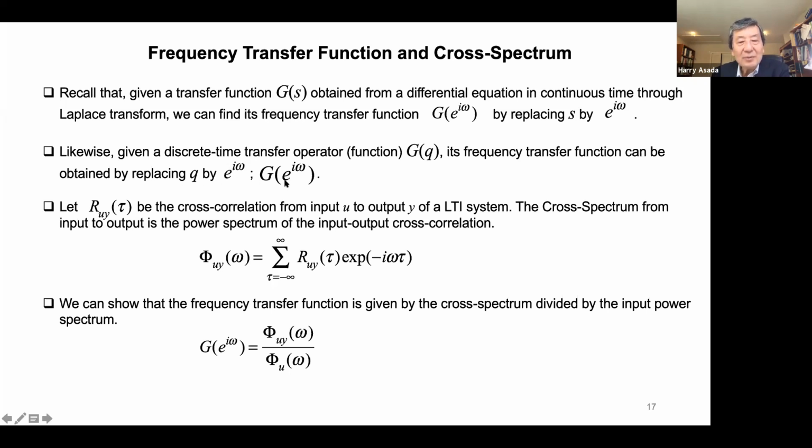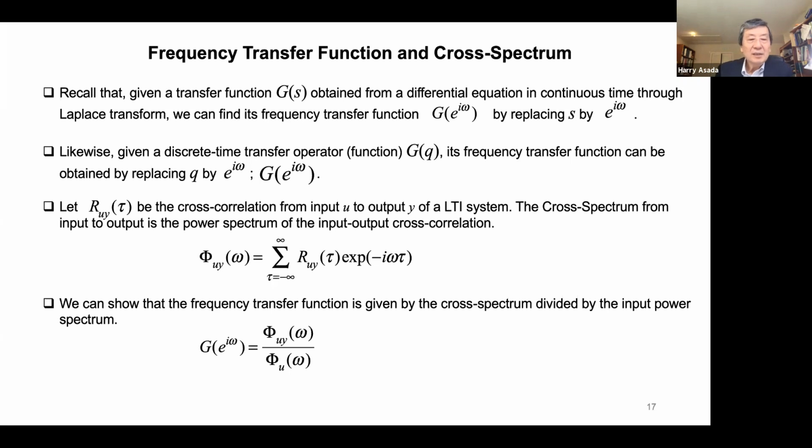So q is now replaced with this e^(i omega). Okay, so it's the same type of mapping. To prove this, it actually needs a few more slides, but I think this is acceptable for you. So in the case of continuous time transfer function, s is replaced by i omega. Likewise, in the case of discrete time transfer operator, q is now replaced by e^(i omega).